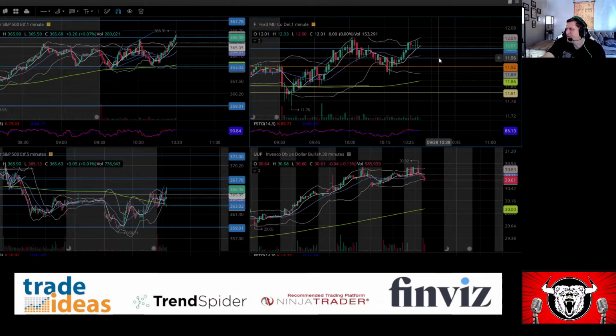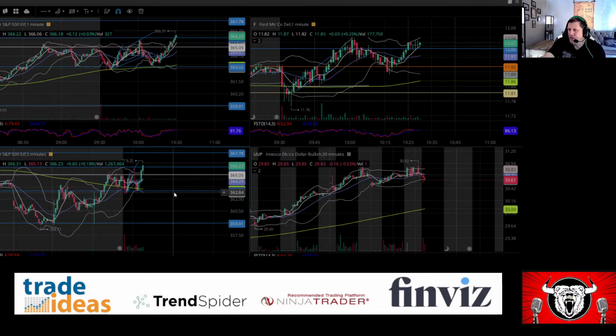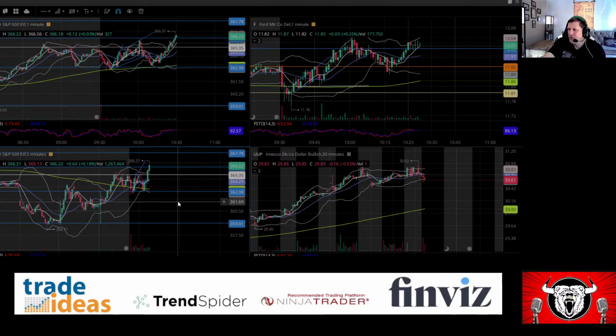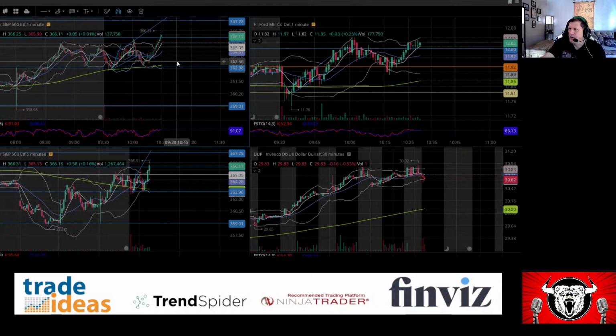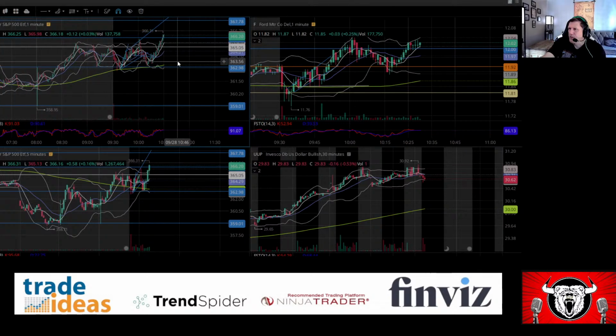Oh, last minute of the 5-minute bar. This is an interesting predicament here. We've got the setup for a push to the extension up here, and I'll draw it on this chart because it's a little easier to see. That rides us right to that 368 pivot pretty quickly.